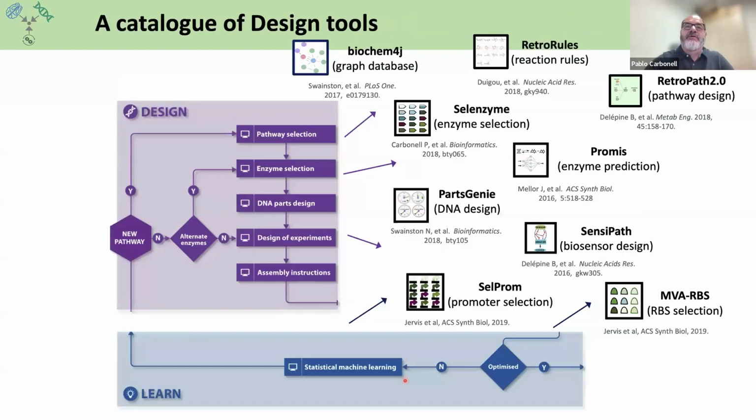Our group has been developing several tools around this design and learn, which have been published in different journals, and also they are open source tools that can be installed separately because each one has a different function. Like for instance, for enzyme selection, for pathway design, promoter selection, but they can also be combined because they talk between each other. And why do we need all of these tools?